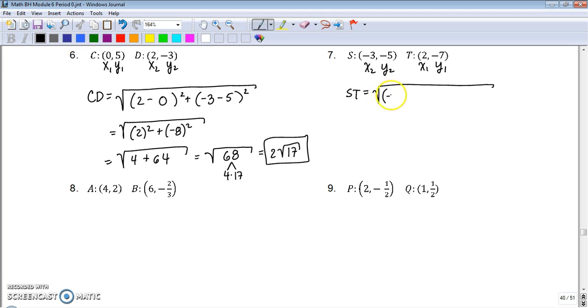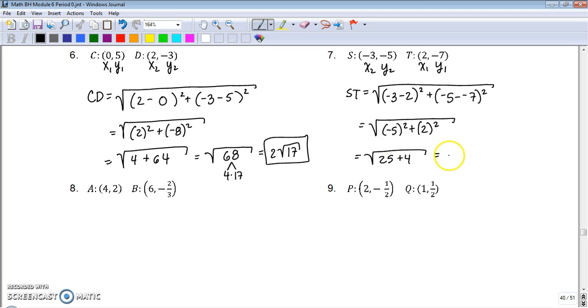Okay, so negative 3 minus 2, and you could be trying this the other way, and negative 5 minus negative 7, which is negative 5 squared plus 2 squared. 25 plus 4, root 29. And so if you tried labeling your points the other way, we should have still gotten the same answer. In fact, it doesn't matter how you label your points as long as x2, y2 go together.